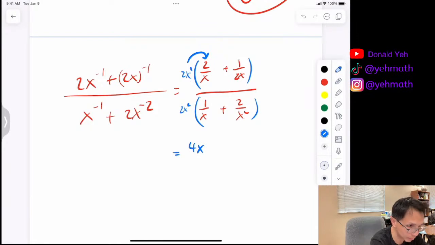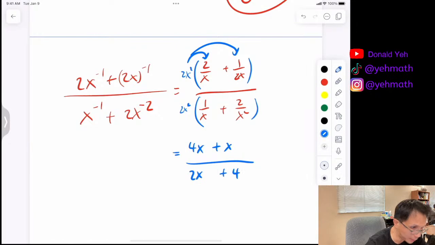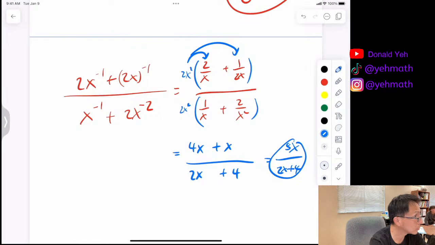Do you see that? What happens if you cancel out with this? No, x over 1, which is x, right? Does that make sense? What's at the bottom? 2x, right? Plus what? 4, would you say? Is that okay? And then this is going to be 5x over 2x plus 4. Done. Hopefully you learned something.